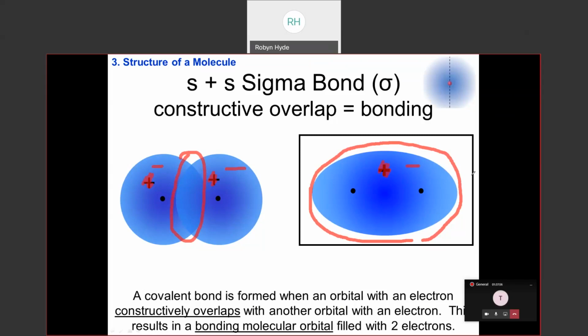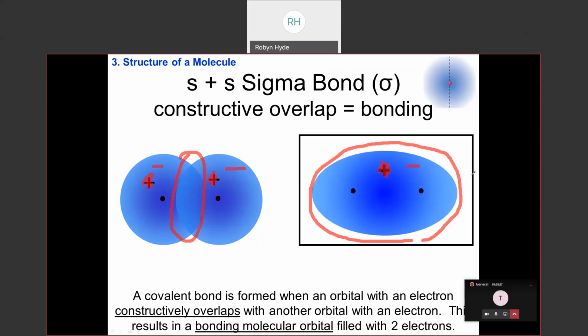Okay, but we have 2 different forms of the wave, right? So this is what gives us a sigma bond. So S plus S is a sigma bond. So it's known as a sigma bond. Okay, so I have just talked about a plus overlapping with a plus, or a minus overlapping with a minus, and it gives us this shape, a good chemical bond.